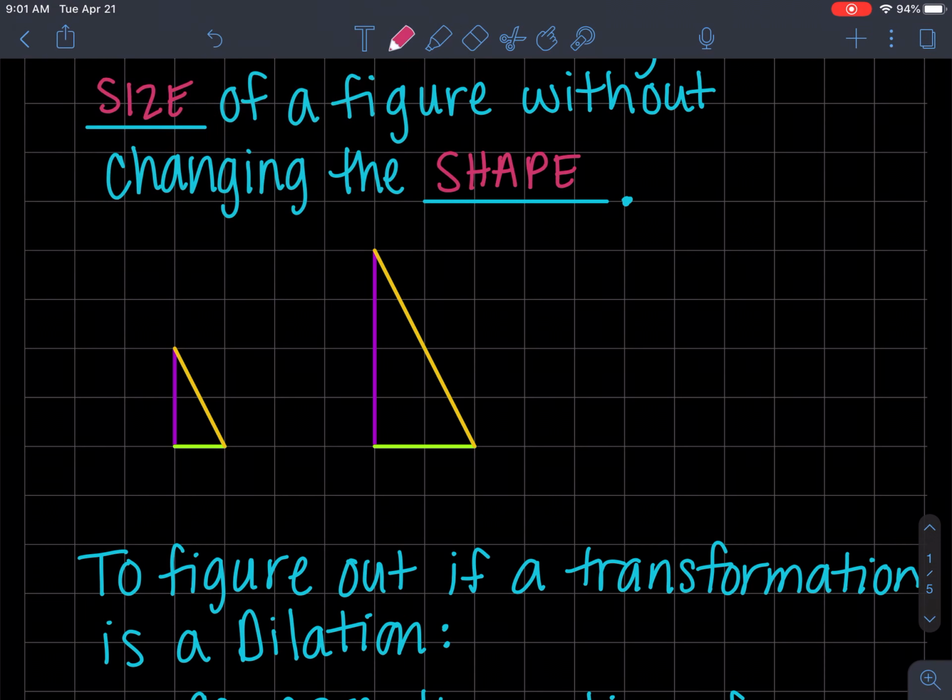There we go. All right, so we are going to determine the side lengths. So this one, 1, 2. This one, 1, 2, 3, 4. 1, 2. All right. So once we've done that, we have enough information that we should be able to determine whether or not this is a dilation, if a dilation has occurred.